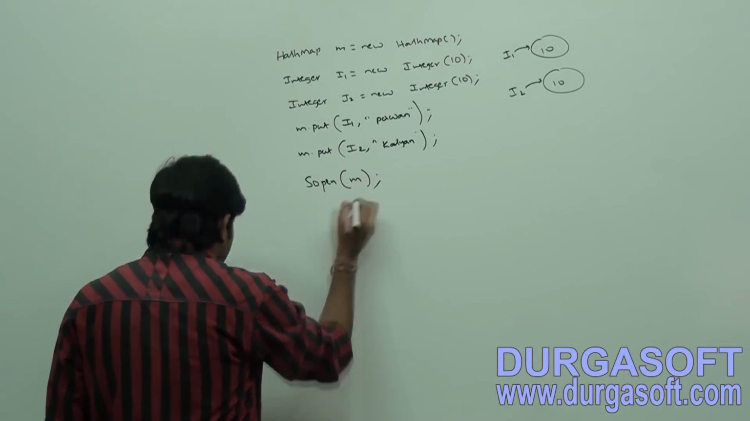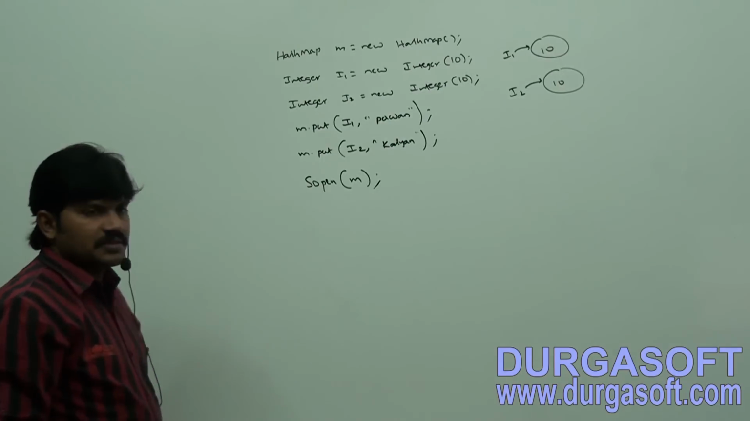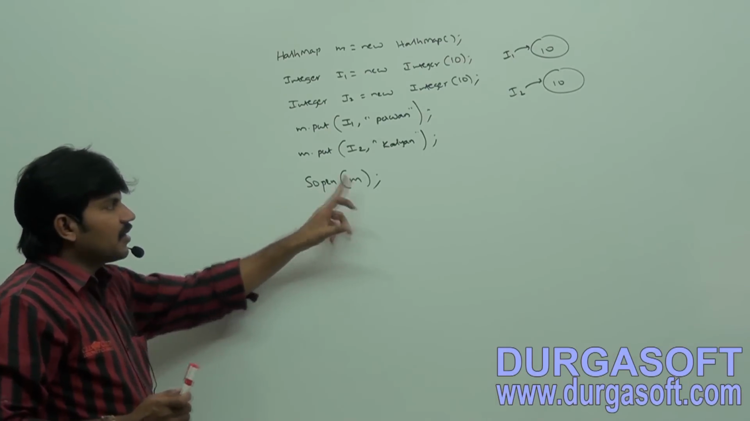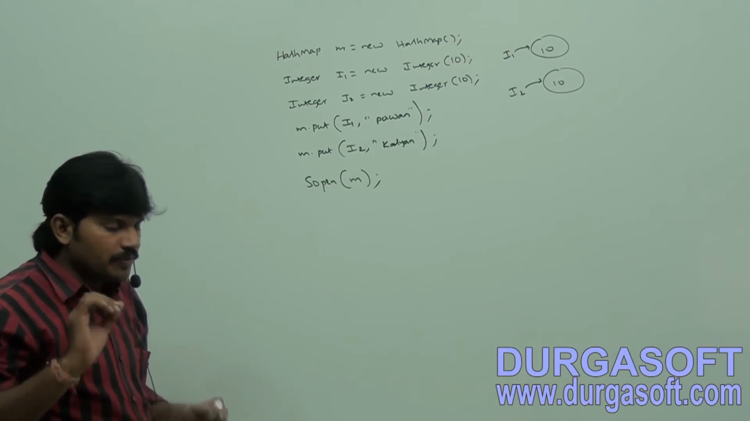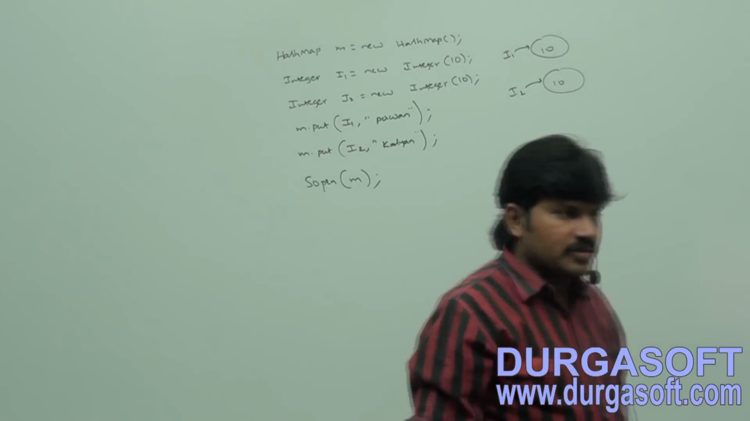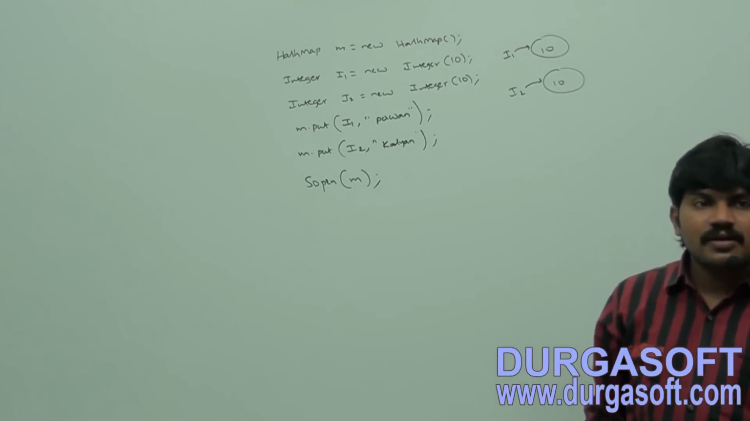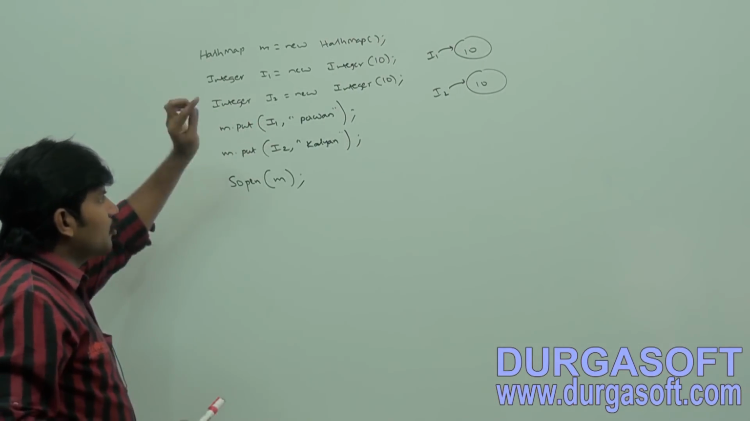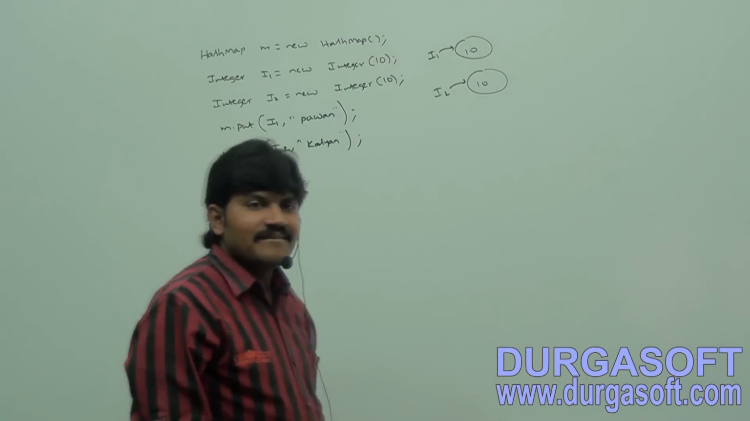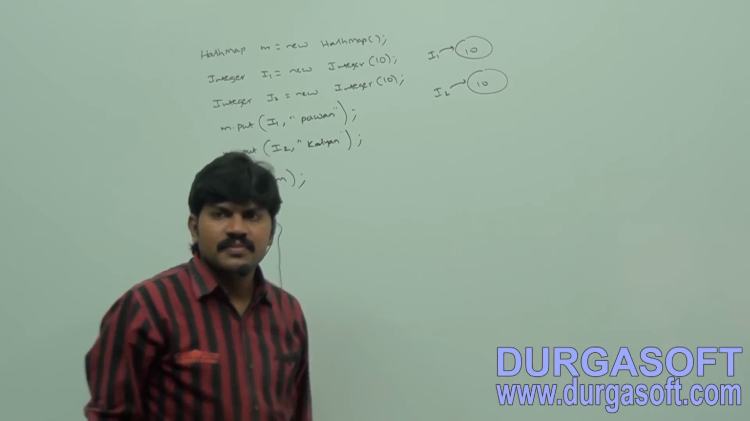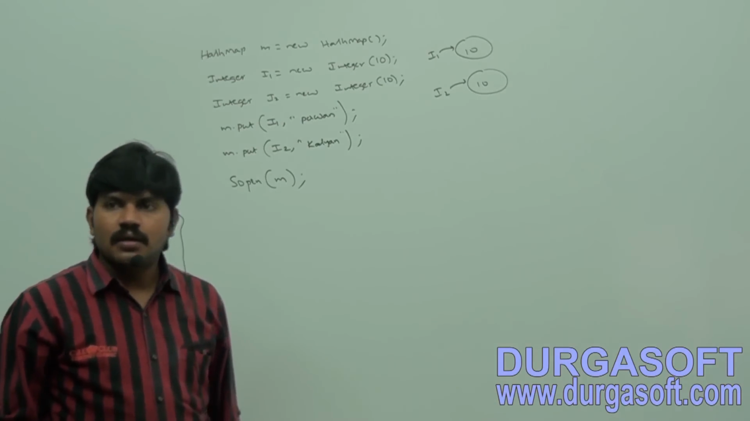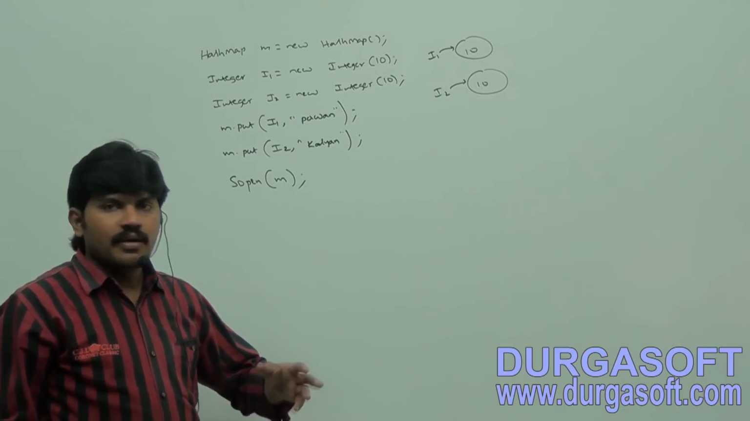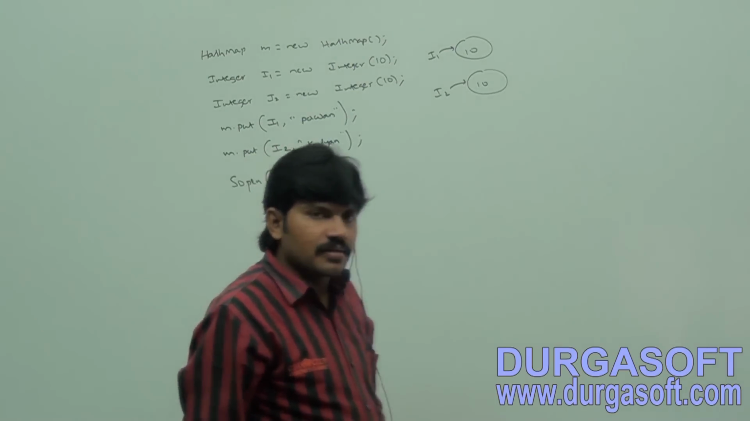System.out.println of m. Sir, can you tell how many entries will be there in the map? One entry or two entries? Okay, make sure: can I say I1 and I2 are duplicate keys? Yes or no? Are I1 and I2 duplicate keys or not?